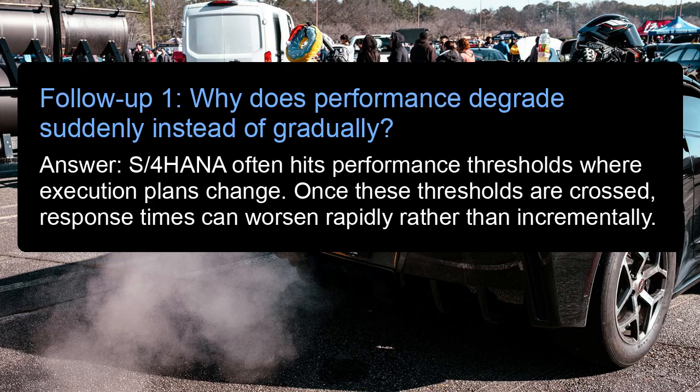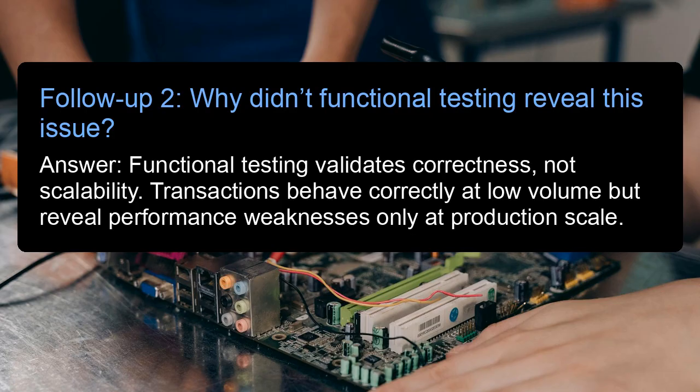Follow-up 1. Why does performance degrade suddenly instead of gradually? Answer: S/4HANA often hits performance thresholds where execution plans change. Once these thresholds are crossed, response times can worsen rapidly rather than incrementally. Follow-up 2. Why didn't functional testing reveal this issue? Answer: functional testing validates correctness, not scalability. Transactions behave correctly at low volume but reveal performance weaknesses only at production scale.